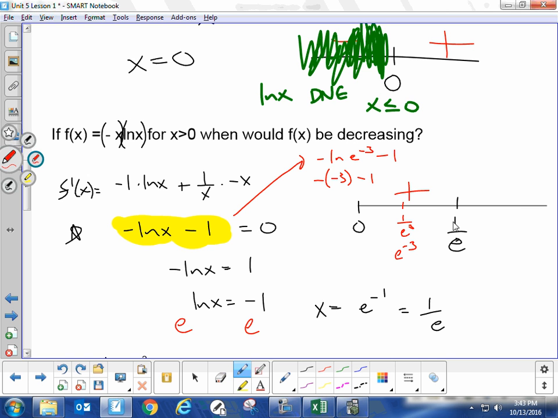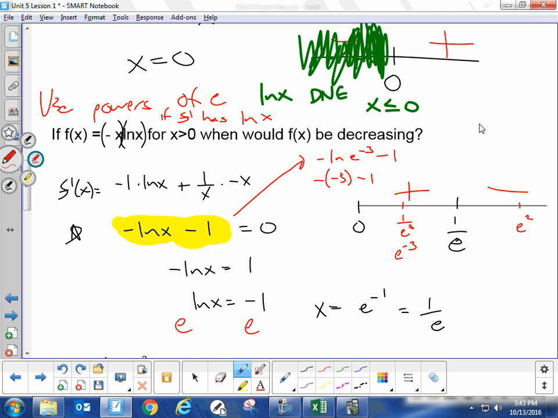Now, a value greater than 1 over e: 1, e squared, powers of e are what we use. Or just e, e to the first, e squared, e to the 10th. We always want to use powers of e when our derivative has log in it. Okay? Write yourself a note if you need to remember that. Use powers of e if f prime has log in it. Okay? So I use e squared. Log of e squared is 2. It'll be negative 2 minus 1, which is negative 3.